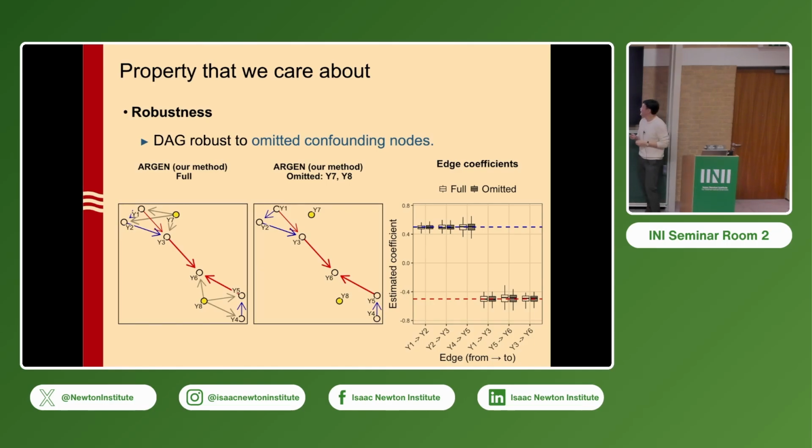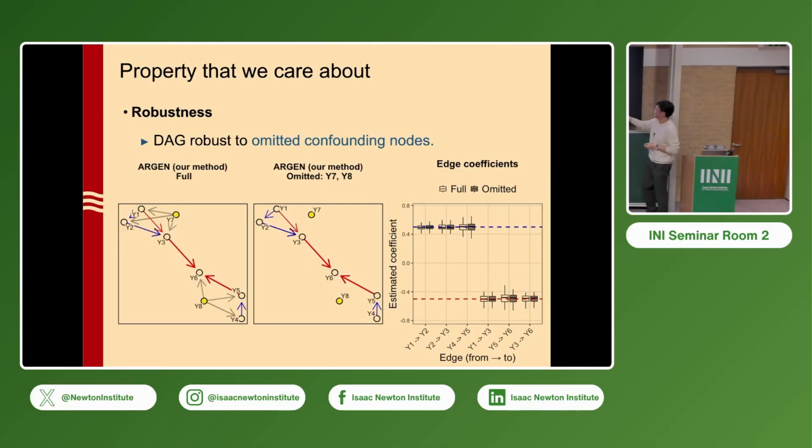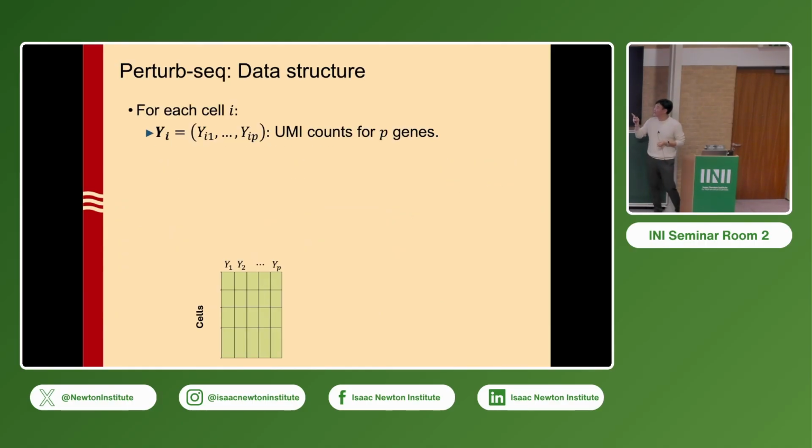Okay. So compared to this one, what we want is something like this, where even if we remove some of the confounding nodes, the sub-DAG stays the same. You can also see that the coefficients are stable before and after the omission of the gene. Before even talking about unbiasedness or consistency, I wanted this kind of property to exist in the method.